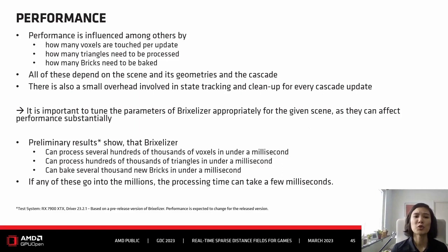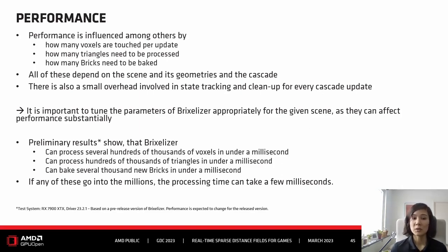And then there's also a small overhead involved in general state tracking and cleanup, and that's needed for every cascade update, even if you don't update anything in the end, because there's just no new geometry. So it's basically an update on a static scene where nothing has changed. There's still this general state tracking and cleanup, but it's really small overhead. And it's really important to tune the parameters accordingly because they can affect the performance substantially.